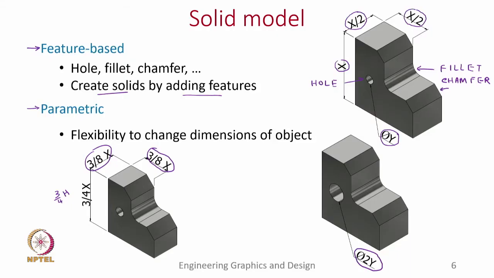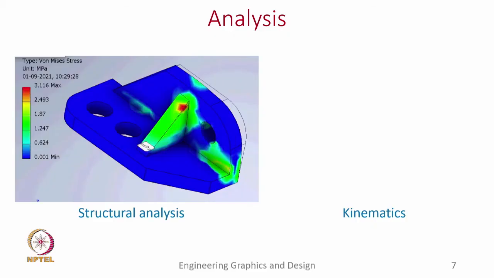So, next let us see how solid models are used in the industry. In the industry there are a lot of design activities happening, as well as manufacturing activities, to realize a product and bring it to the market. So, let us see in what ways this solid model is used. First, let us start with analysis.